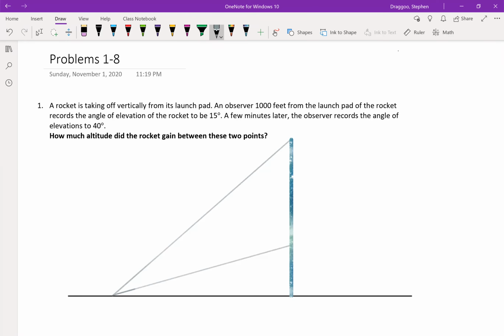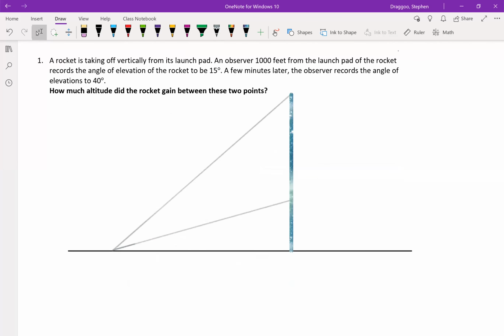All right, in this first part of worksheet 10, we're going to be looking at applications of inverse trig functions. So in problem 1, we're told that a rocket is taking off vertically from its launch pad. An observer is 1,000 feet from that launch pad.